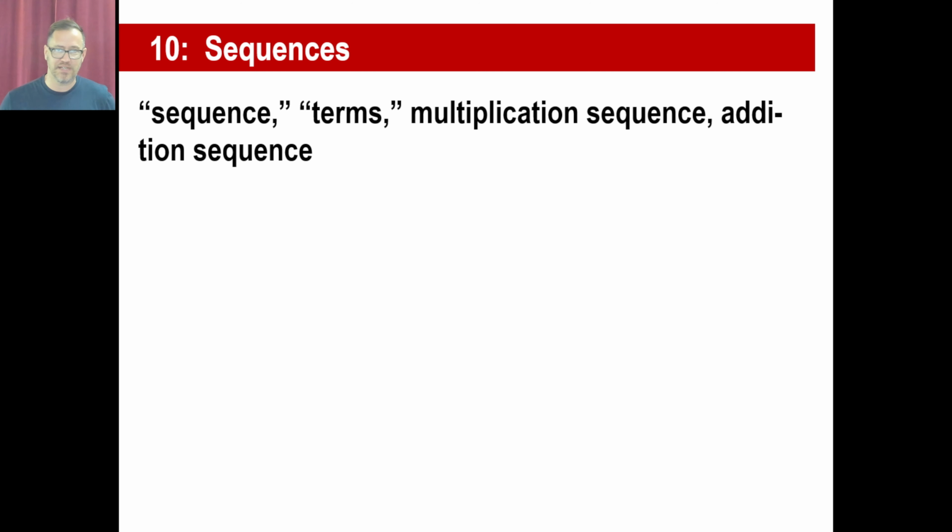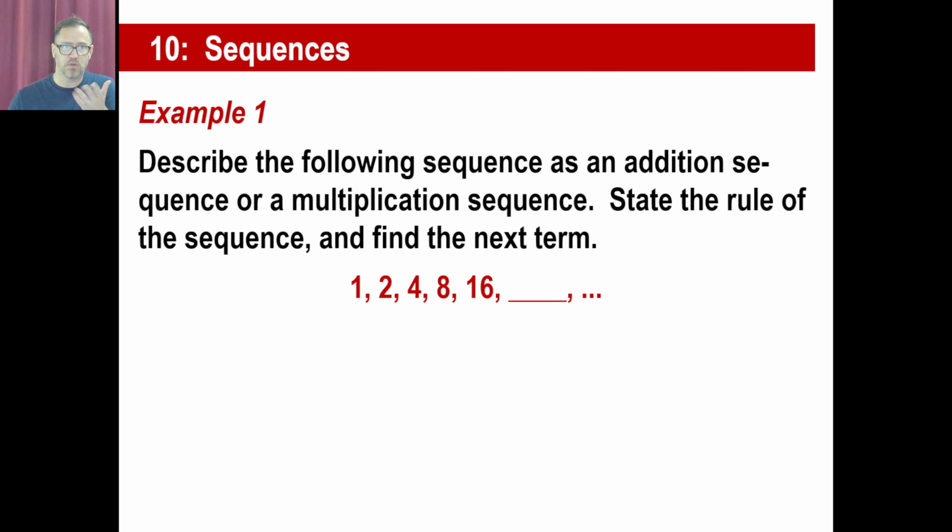Let's take a look at sequences. A sequence just means a list of numbers that's ordered in some way. Terms are the numbers that are in that sequence. Okay, let's do a multiplication. A multiplication sequence means you are taking a number and multiplying it, and you're multiplying it again, and again, and you're getting a list of numbers, a sequence. Same thing with addition. You have a number, you're adding something to it, you're adding something else to that, you're getting a sequence, and then they're your terms. That's it. So let's do a couple of these.